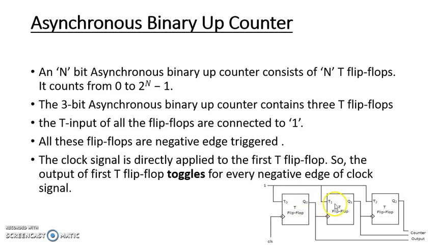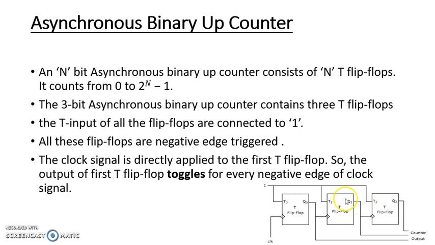This is the previous flip-flop for this one, and its state change output is nothing but Q0. Q0 is connected as the clock input to the second flip-flop, and Q1 is connected as the clock input of the third flip-flop. First of all, we will see the construction, how the asynchronous binary up counter is designed.